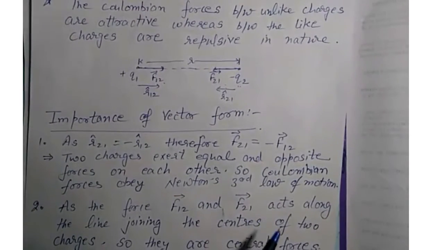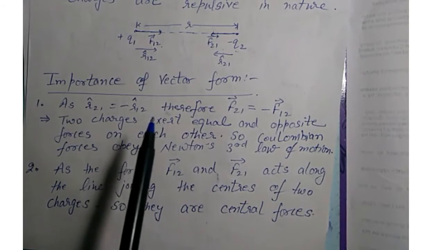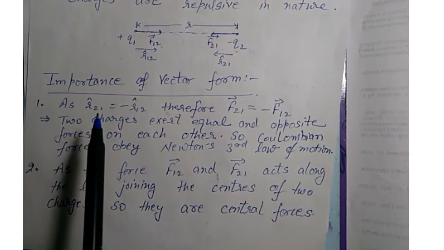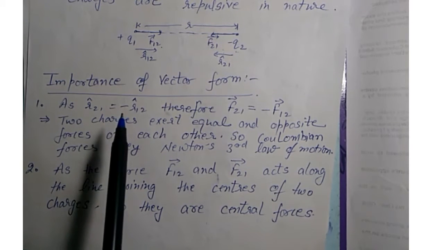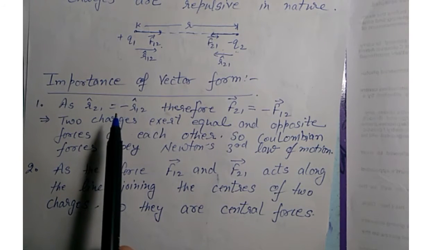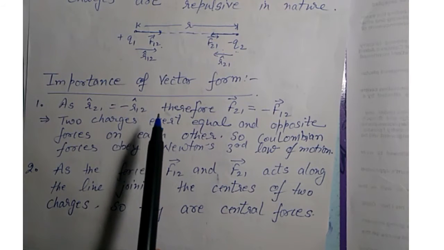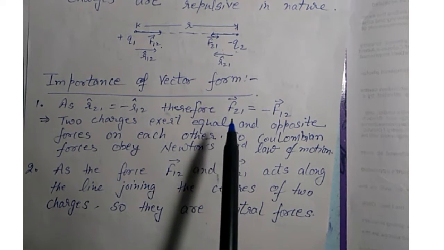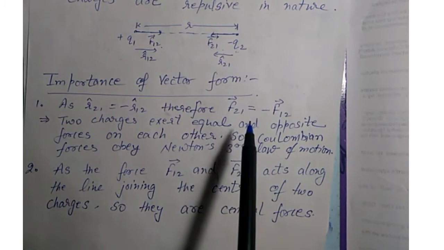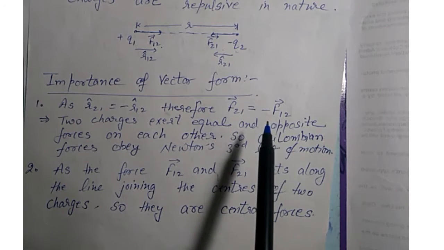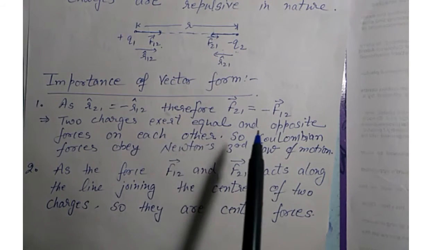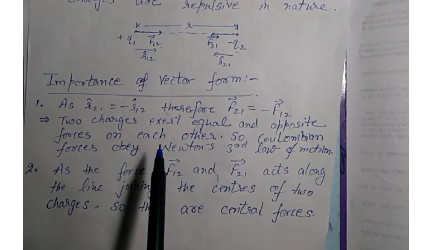What is the importance of studying Coulomb's law in vector form? The first importance is that the distances are equal but the directions are opposite, therefore unit vector R21 equals minus unit vector R12. Hence the force F21 on charge Q2 is equal and opposite to the force F12. So the two charges exert equal and opposite force on each other.